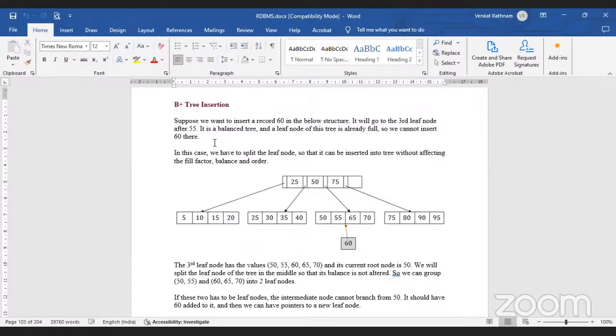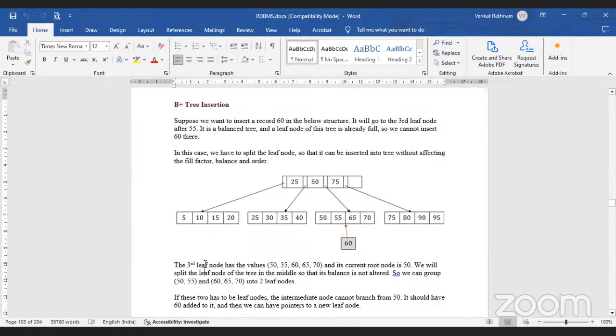What should you do? What is the solution for that? In this case, we have to split the leaf node. We have to split this leaf node into 2 parts. The first part has to contain 4, and the second part has to contain 4, or 2 and 3, 4, as per your requirement, so that it can be inserted into the tree without affecting the fill factor, balance, and order.